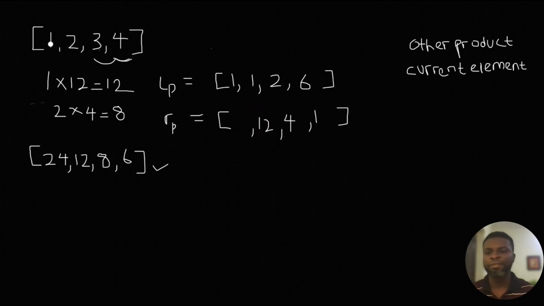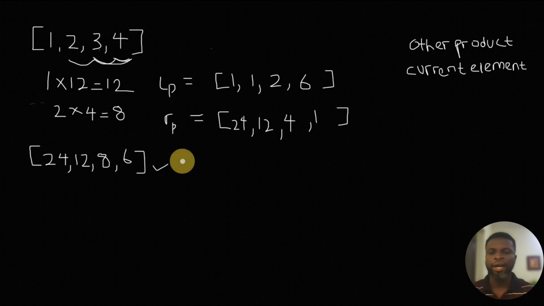Now I'll go back to the first element in the array, which is 1. The right product of 1 is the right product of 2 times 2. The right product of 2 is 12. 12 times 2 gives 24.